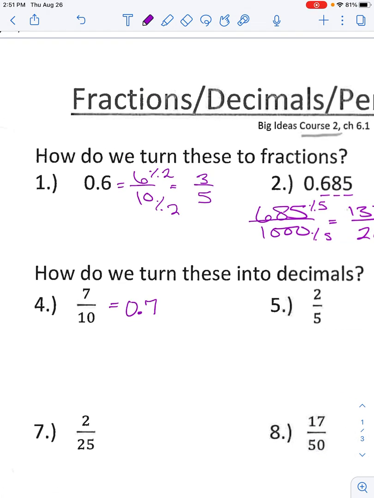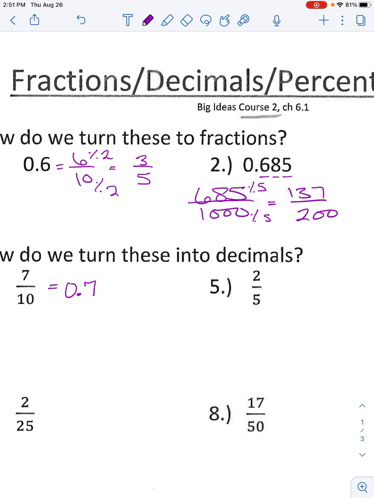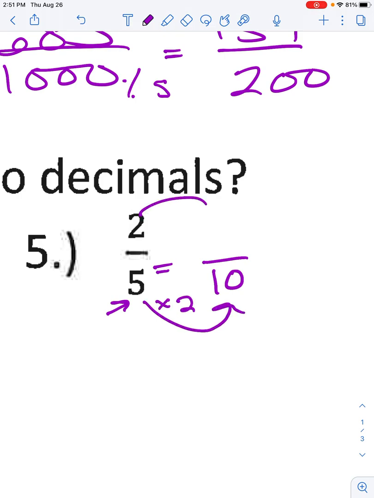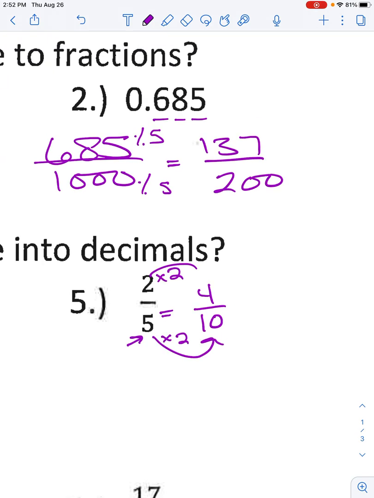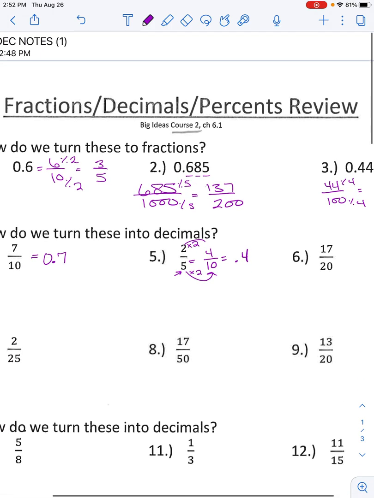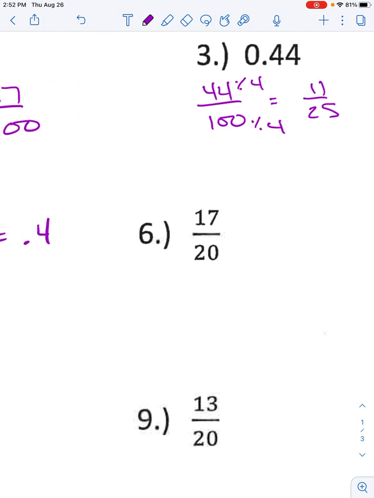Okay, on the next one, 2/5. Okay, this one, since we have a denominator of 5, we could make this out of tenths. To get from 5 to 10, we would multiply by 2. 2 times 2 is 4. So 2/5 is the same as 4/10. Now I could write 4/10 as a decimal, 0.4.